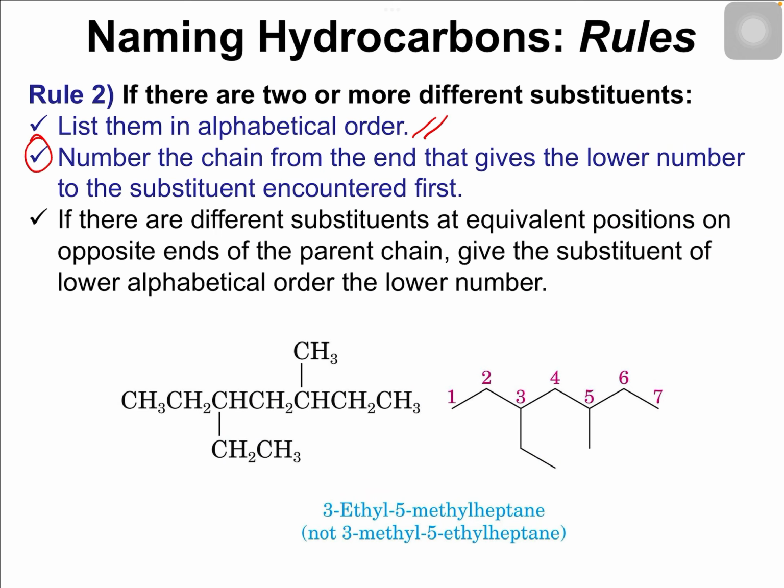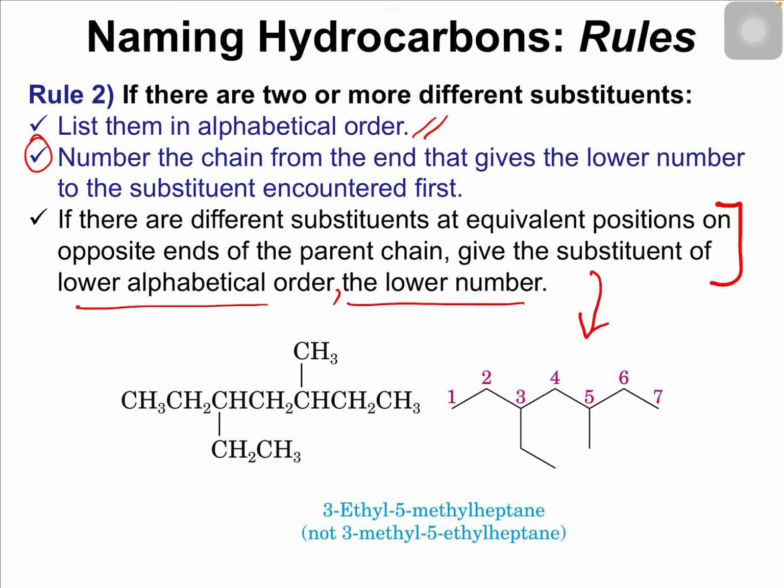Okay? Number 3 is, if there are different substituents at the equal position on the opposite ends of the parent chain, give the substituent of lower alphabetical order the lower number. So, anong ibig sabihin nito? May cases kasi na maaaring magpantay yung number nung inyong substituents. So, ang gagawin nyo doon ay kung sino yung mas nauna sa alphabetization, siya yung bibigyan nyo ng mas mababang number. So, itong structure na nakikita nyo dito, this is actually an application of the third checkpoint dito.